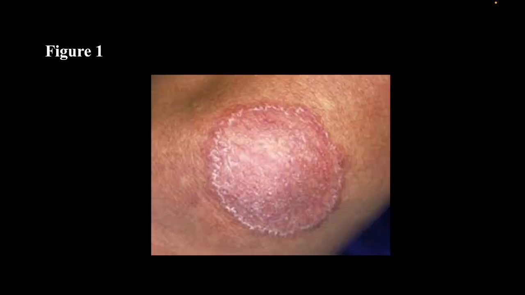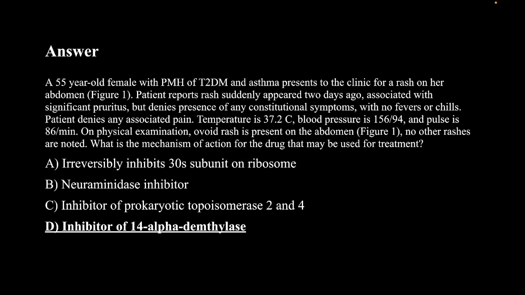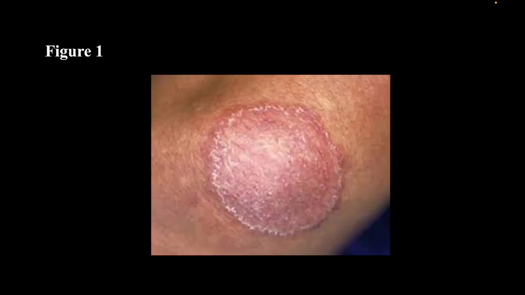Here's the rash once again. So the correct answer is going to be inhibitor of 14-alpha demethylase. So to answer this question, first you have to know what exactly this rash is that you're looking at. So this is the rash of tinea. In this situation, I told you this rash was located on the abdomen, so this would be tinea corporis, which is once again a superficial fungal infection. And how do you treat superficial fungal infections? You treat with topical antifungals.